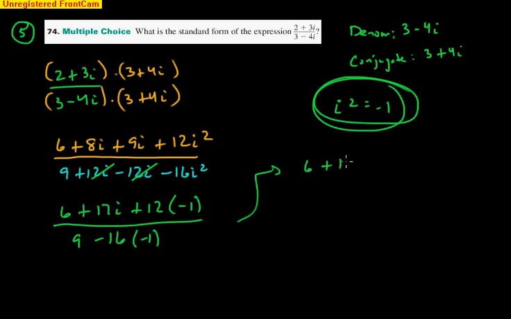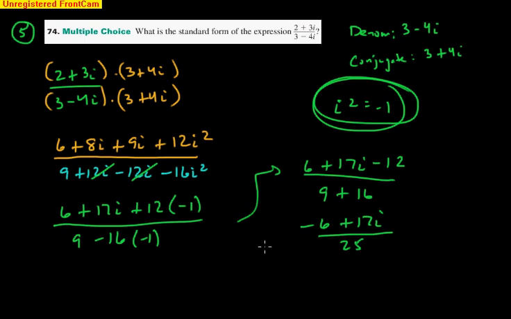Up top, 6 plus 17i minus 12. In the bottom, 9 plus 16. And now, in the top, I will combine the 6 and the negative 12 to get negative 6 plus 17i all over 25. And your final step is to separate.